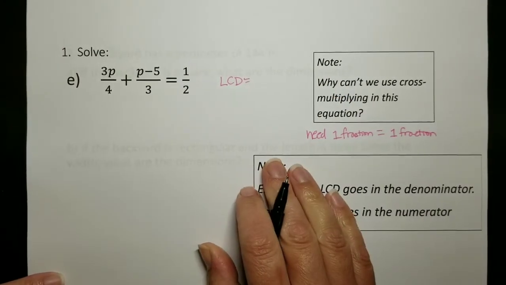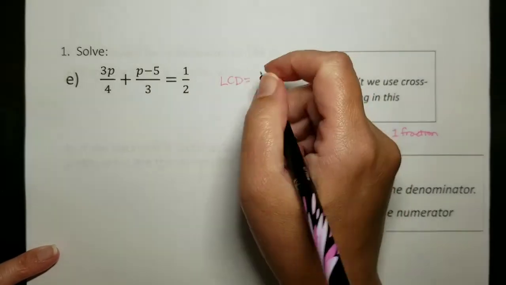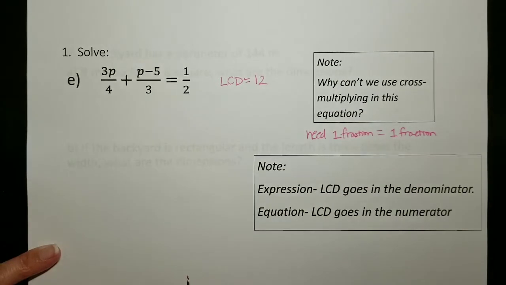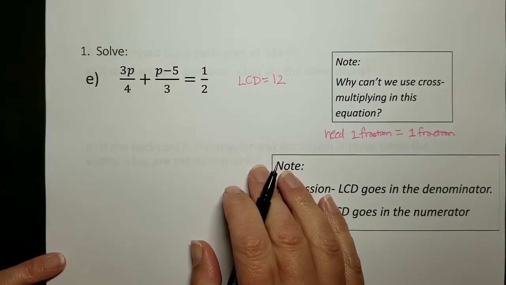What's my lowest common denominator? For 4, 3, and 2, my lowest common denominator is 12. So I'm going to multiply each term here by 12.